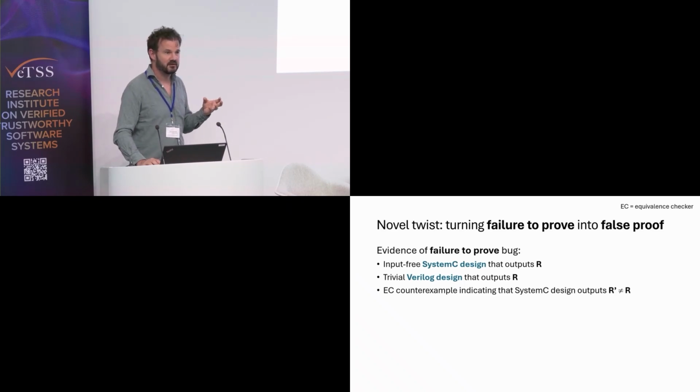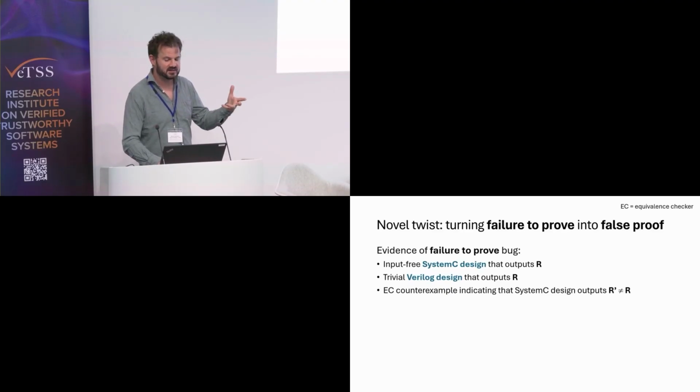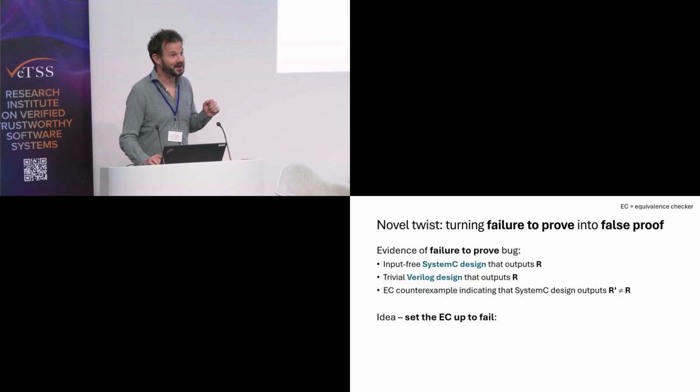Let's say we found a failure to prove bug. So the evidence for that is we've got a SystemC design that outputs some result R. We've then made a trivial Verilog design designed just to exactly output R. We've asked, are these the same? And the equivalence checker said no, because I think the SystemC design should produce R prime, which is not the same as R. So then what we do is say, okay, go ahead and prove that then.